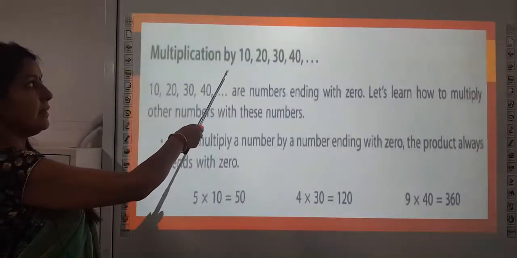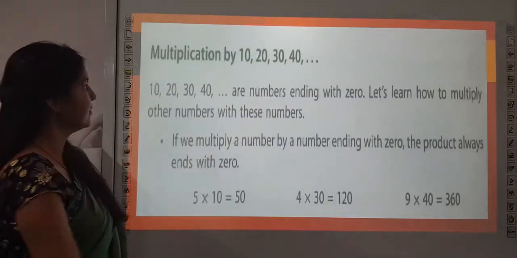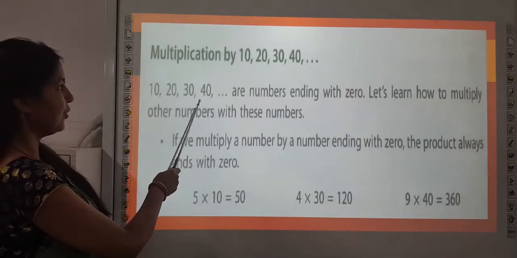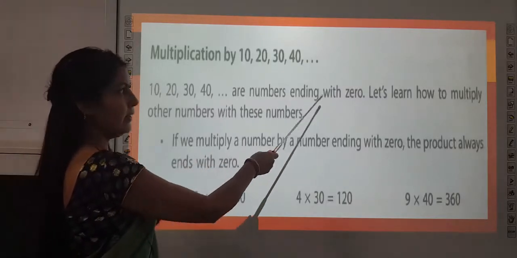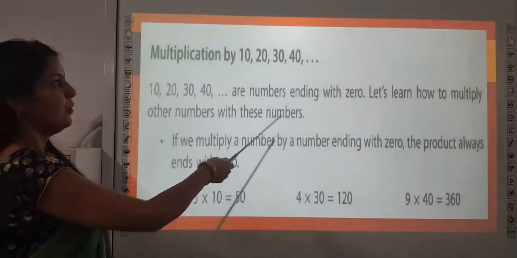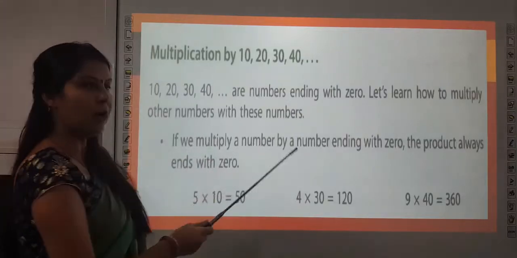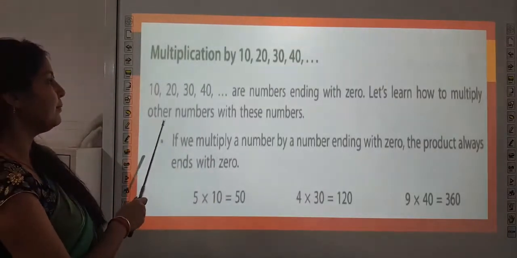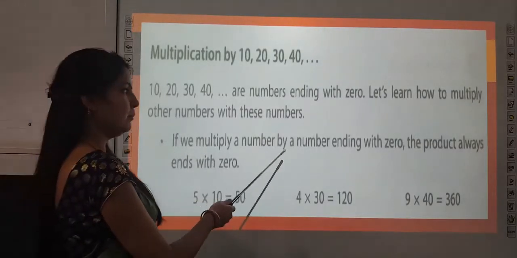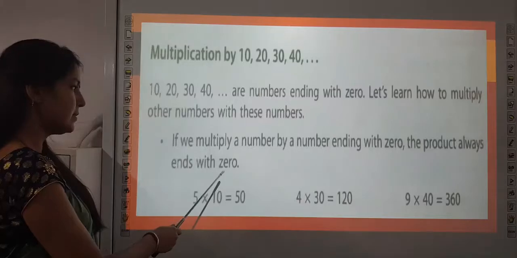Now, multiplication by 10, 20, 30, 40 and so on numbers. 10, 20, 30, 40 are numbers ending with 0. Children, you can see here these numbers are ending with 0. Let's learn how to multiply other numbers with these numbers. If we multiply a number by a number ending with 0, the product always ends with 0.